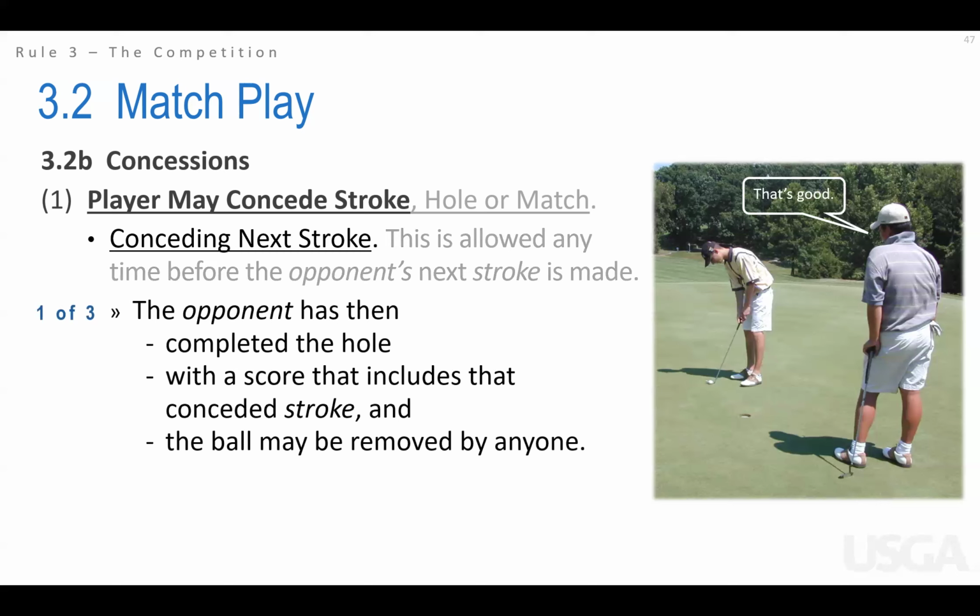If that's the case, then we're going to treat that as the opponent has completed the hole with the score that includes that conceded stroke. And at that point, the ball can be removed by anyone. The player can pick it up, the opponent can pick it up, the hole's over. So if a player's putting for 3 and before they putt, we concede it and tell them that's good, we're going to treat that as they have completed the hole in 4 strokes because we're including that conceded stroke as part of their hole score.